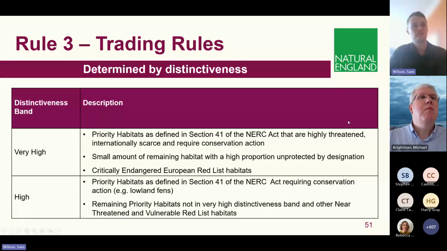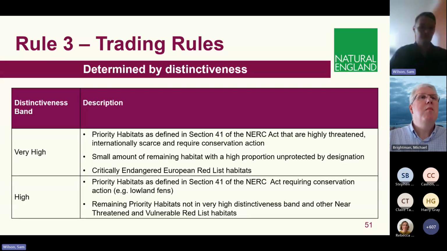Rule 3 is based on the trading rules, and the trading rules sort of say which habitats you can go from and to, and where that's appropriate. And these are determined by the distinctiveness bands. As Michael mentioned earlier, distinctiveness is auto-assigned when you apply a habitat type in the metric. So I'll just run you through quickly what those distinctiveness bands are.